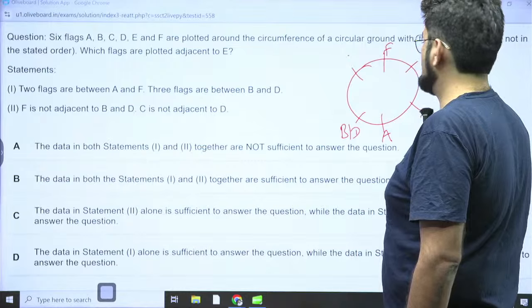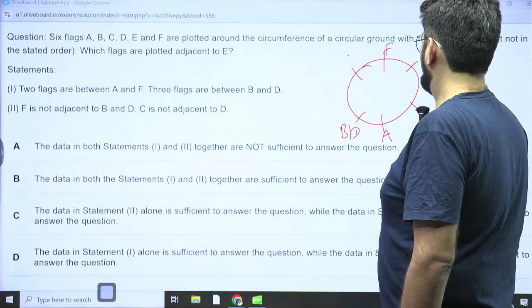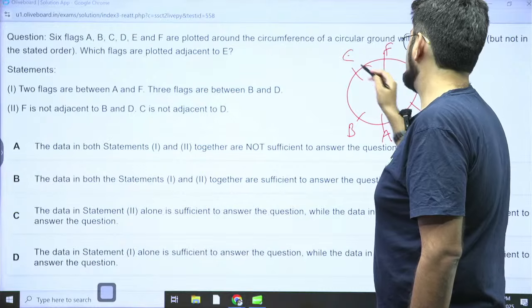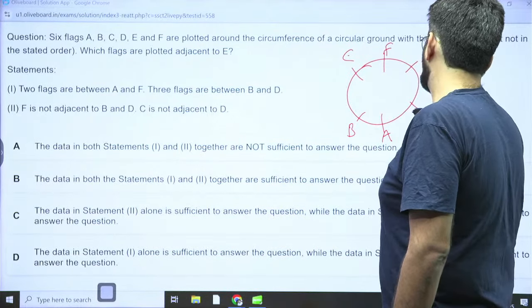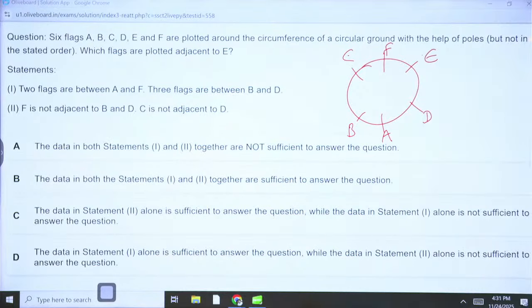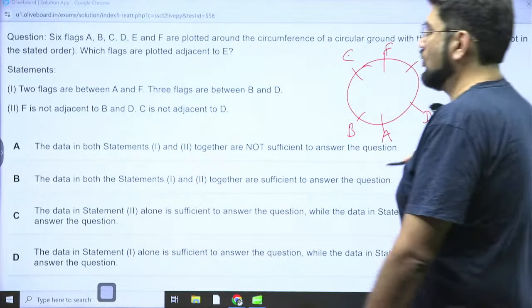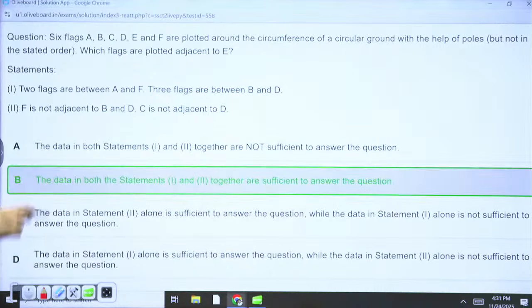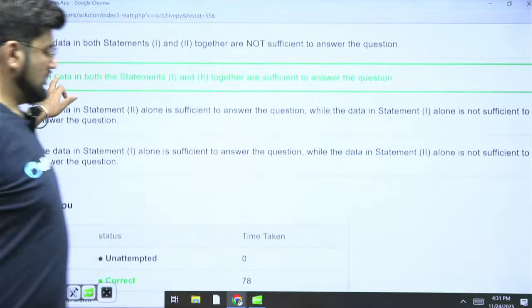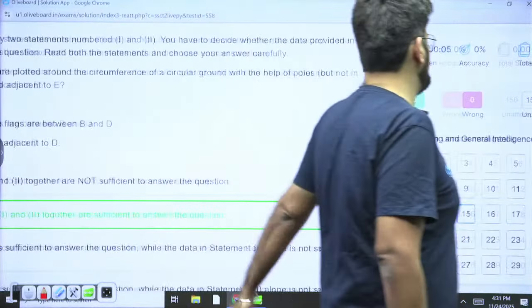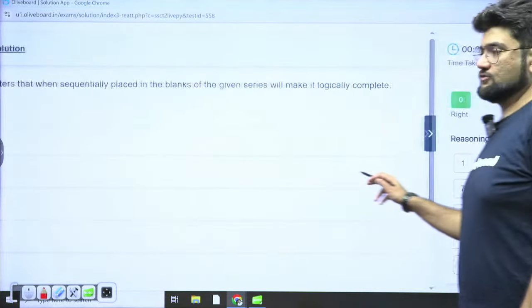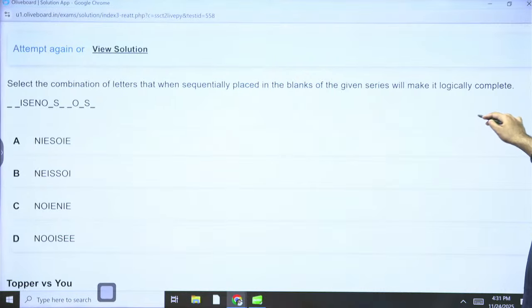C is not adjacent to D. That means if this is B, this will be C. This is D, this will be E. Now, which flags are plotted adjacent to E? It will be F and D. I think both, if we take, it will be sufficient for us to answer the question. Yeah, cool. 78 seconds is too much for this. 1 minute, 18 seconds. Too much. Okay, bring it down.